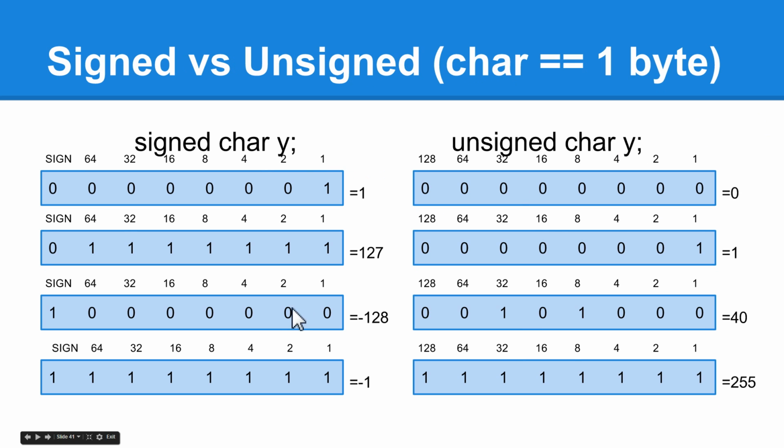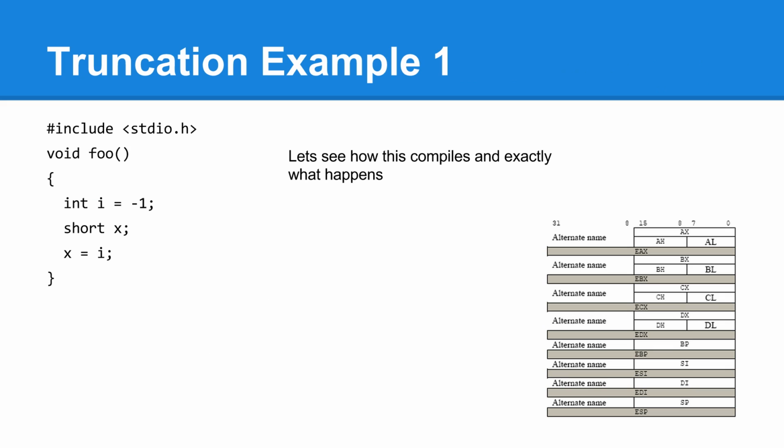Going back to this, for 32-bit integers, -1 is going to still be all ones, and for 64-bit integers, it's going to still be all ones. And it depends on the architecture, of course.